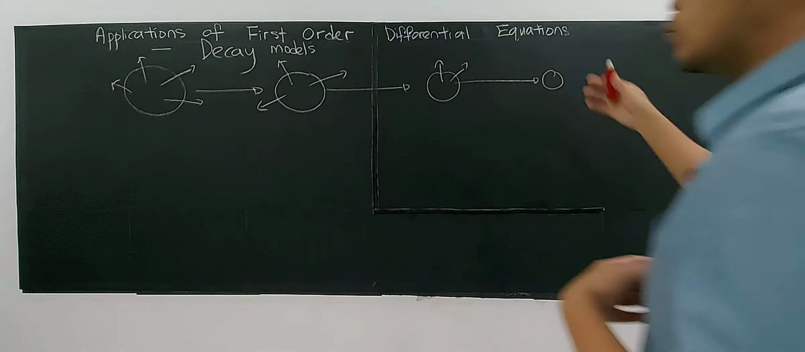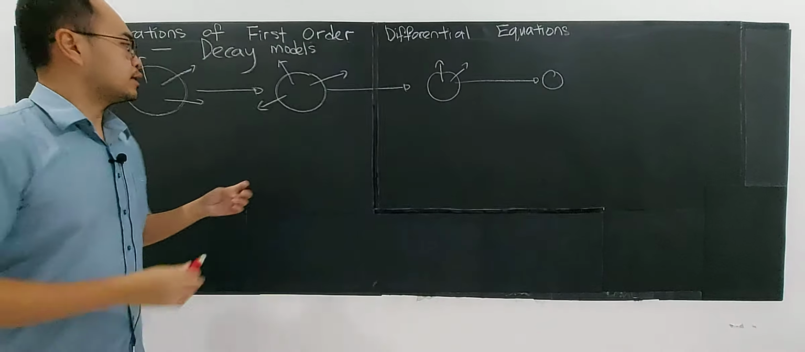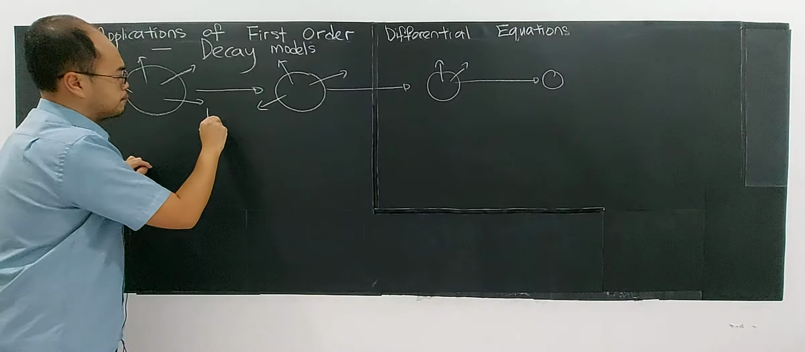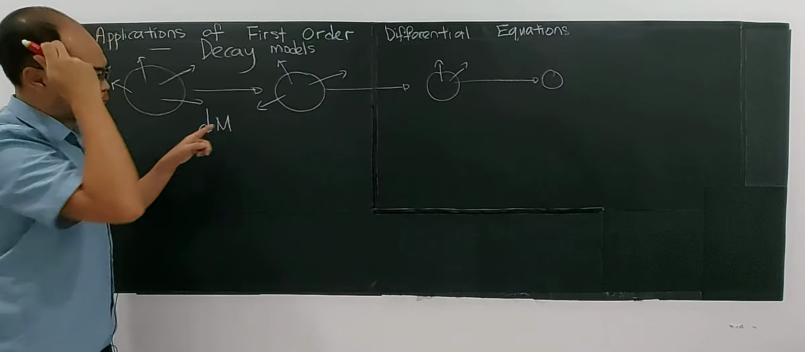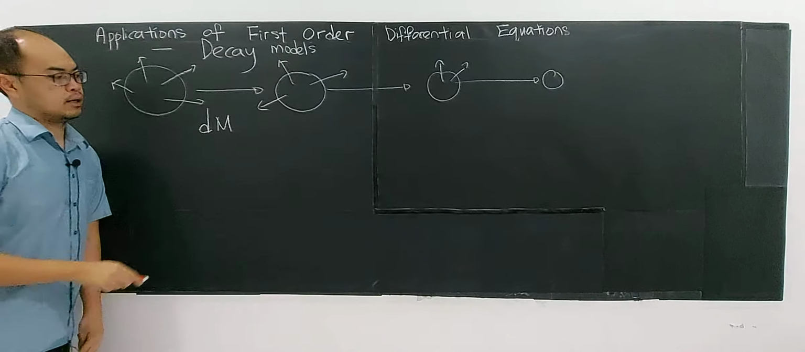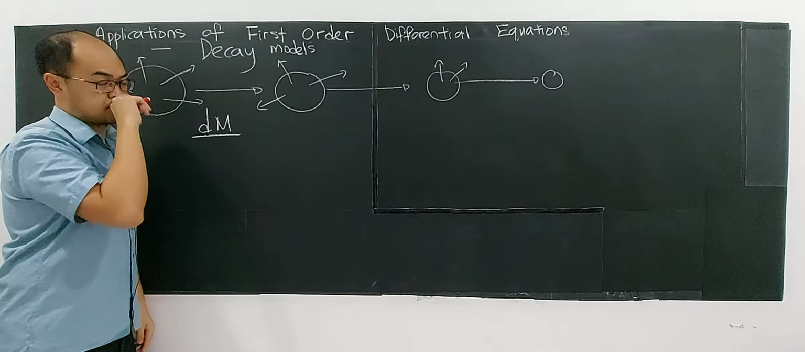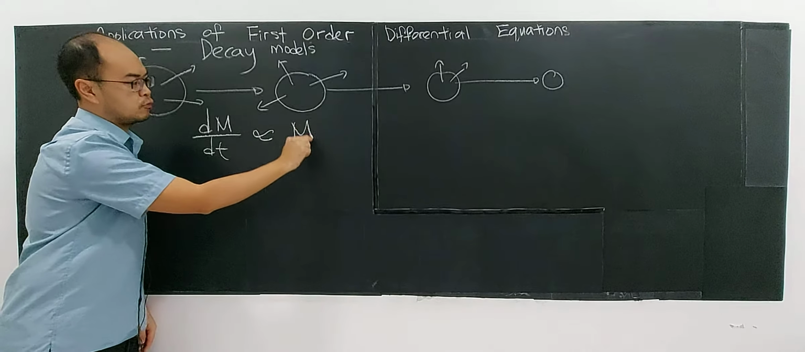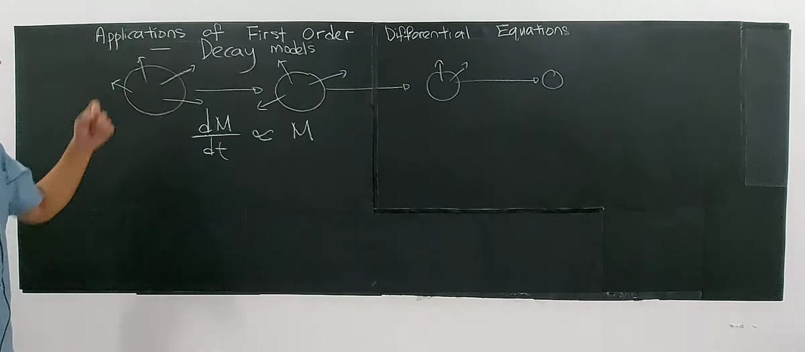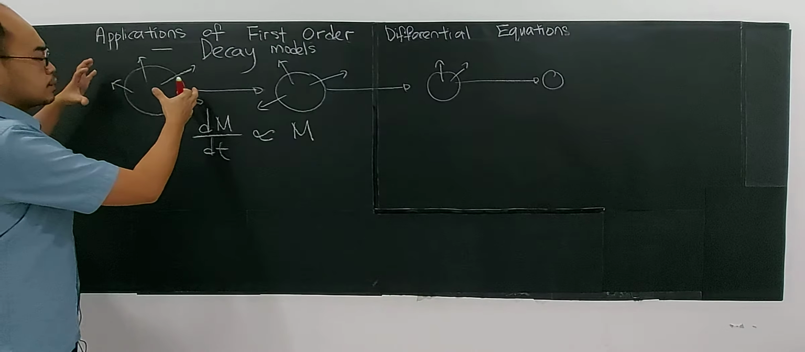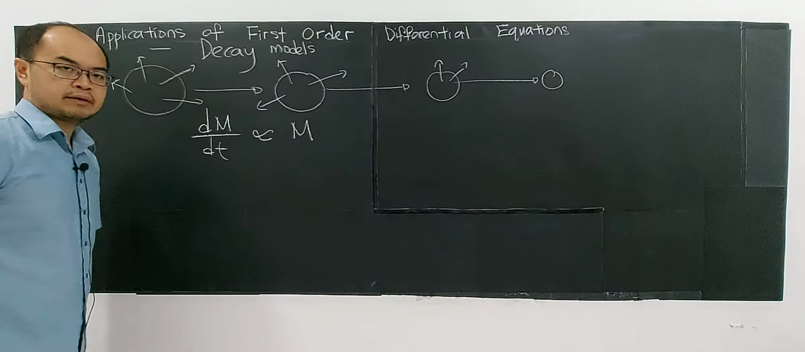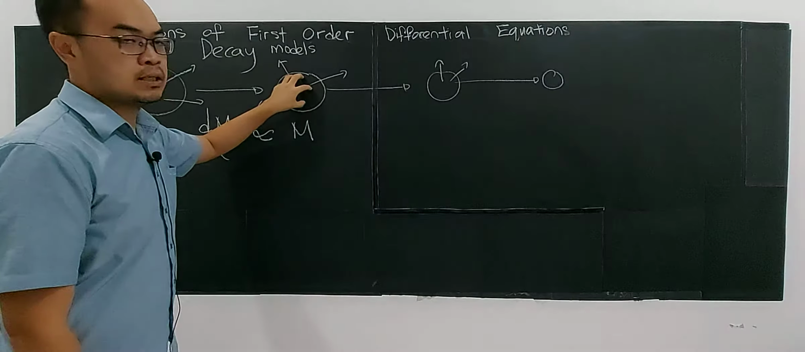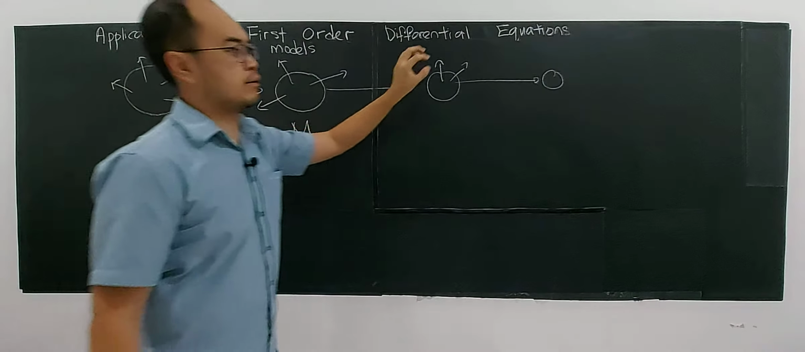So what I'm trying to explain here is the decay constant. I can relate this by using m, the mass of the isotope, of the radioactive substance here. So dm dt is directly proportional to the mass of the radioactive substance. Because why? The bigger the mass, the higher the rate of decay. The smaller the mass, the less decay, right?